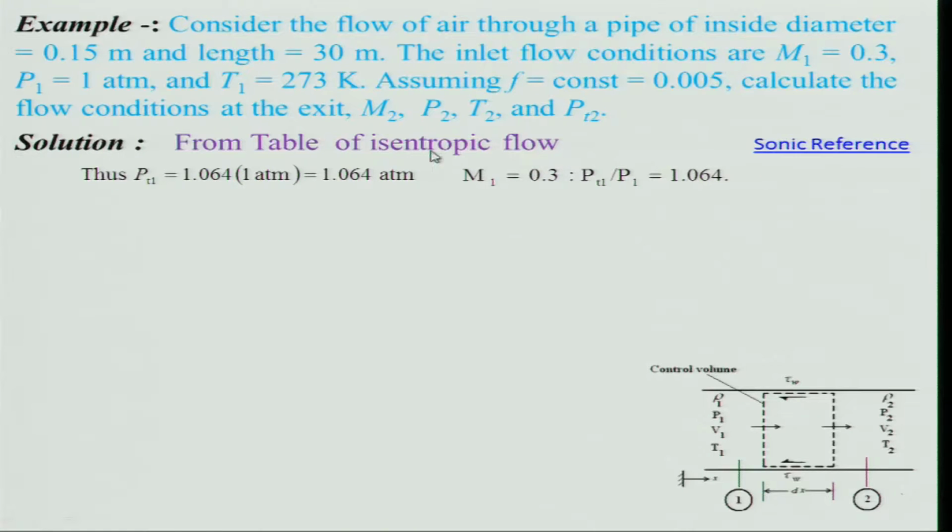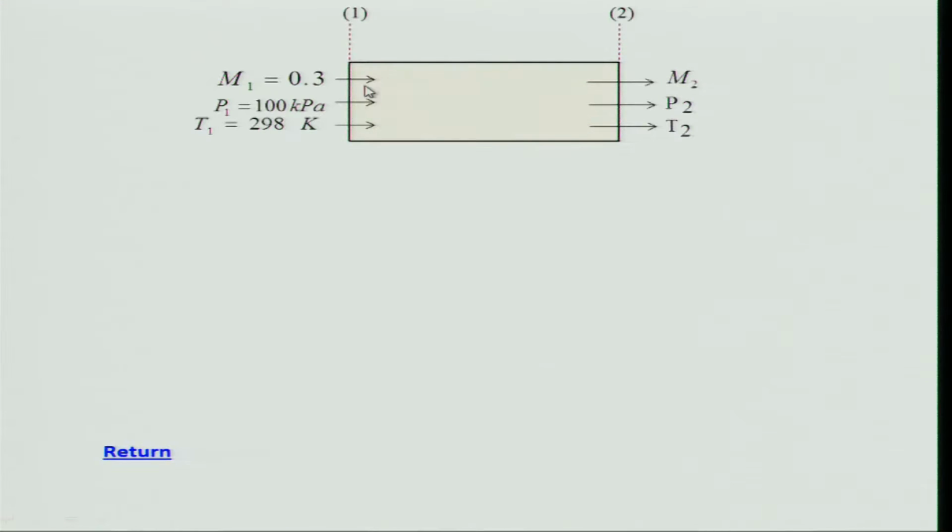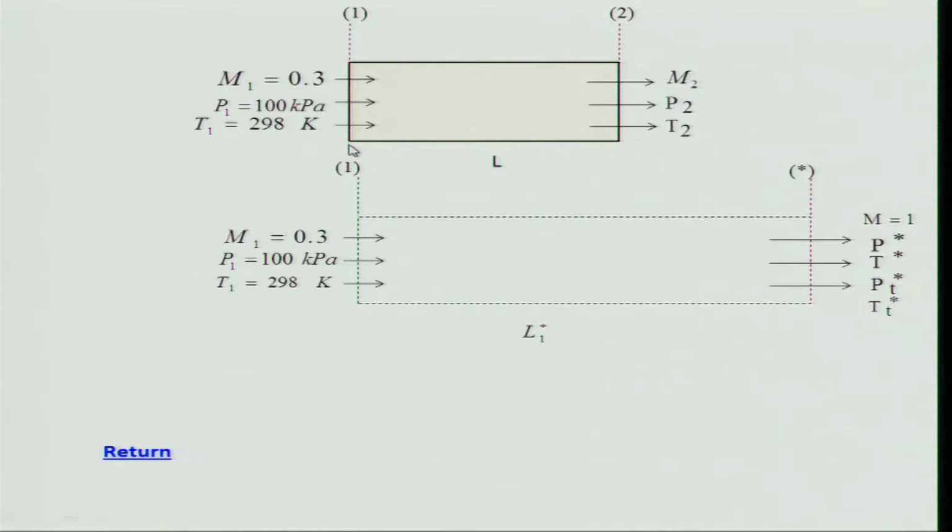Now we need to estimate M2. How will we do that? We know the length and we know the friction factor, but we need to consider the sonic reference condition, the way we had done for heat addition. For example, this is the flow we are considering, M1 = 0.3, P1 = 100 kPa, T1 as given, and a certain length is given, that is, the length over which friction is considered, from here to this region. In this case, that is 30 meters.